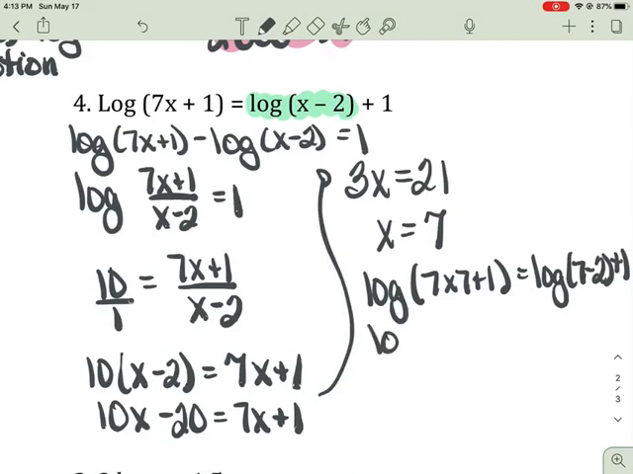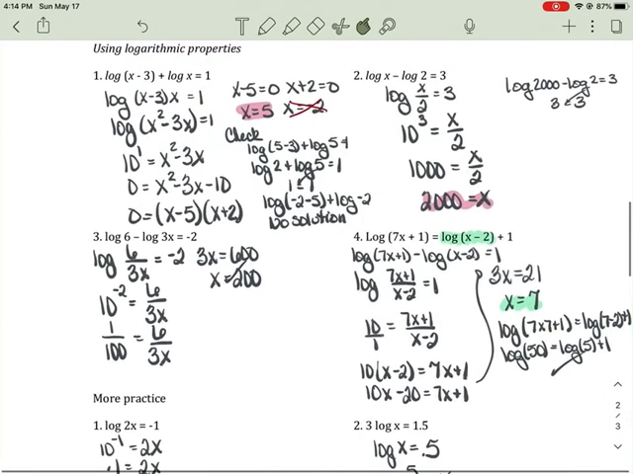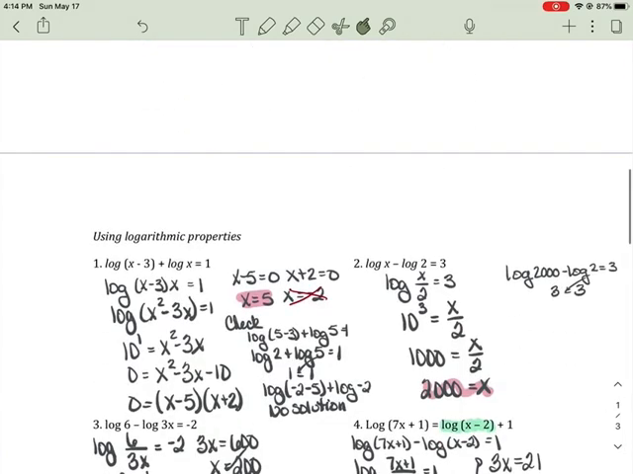So that's 49, so log of 50 is equal to log of 5 plus 1. And we do get that to work. So let's double check. Log 50. And yep, it works. So our answer here is 7. All right, so take a minute, pause the video. I have more practice for us, and see if you get the same answers as I do.